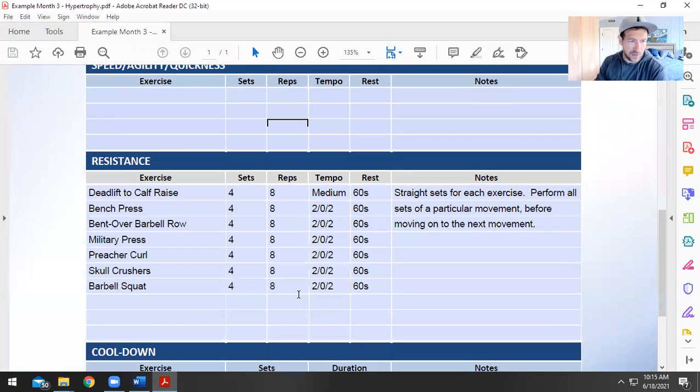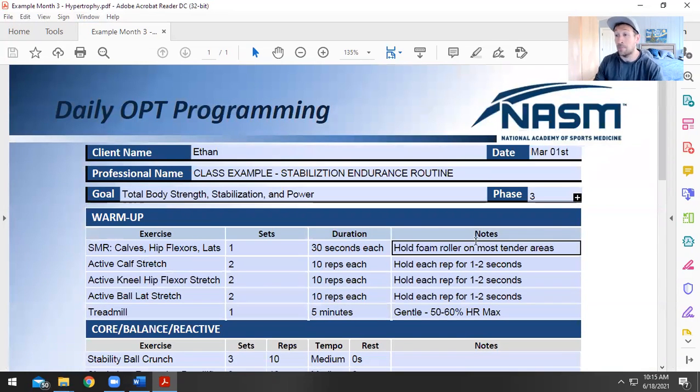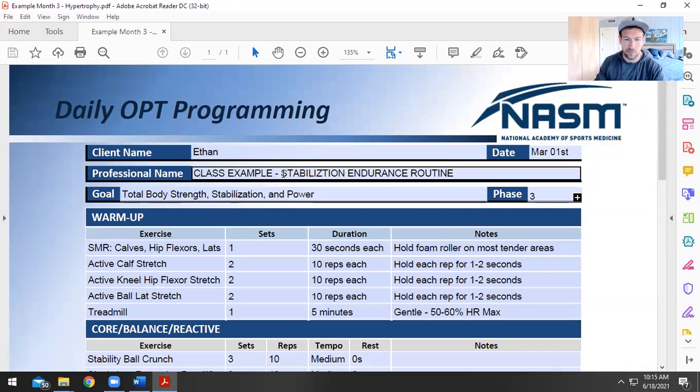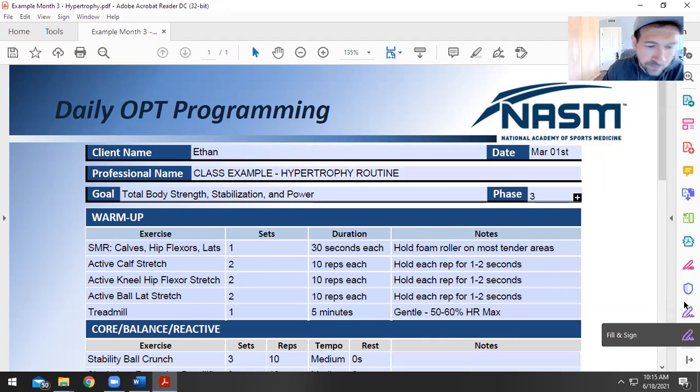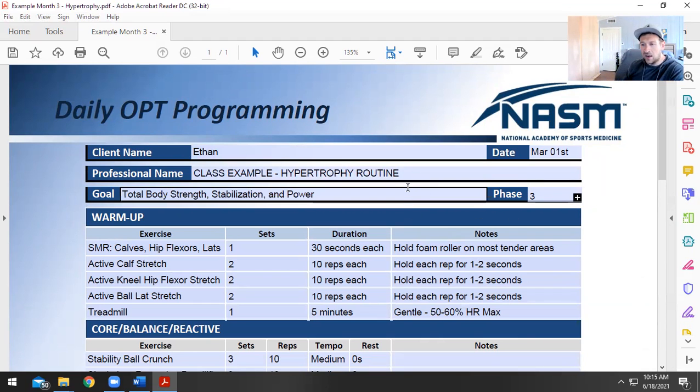This is a client who is in the hypertrophy phase, which this should say hypertrophy. That's not good. So if we look at the hypertrophy phase of training here, right? We are in March, so this is the 3rd month, phase 3 now.